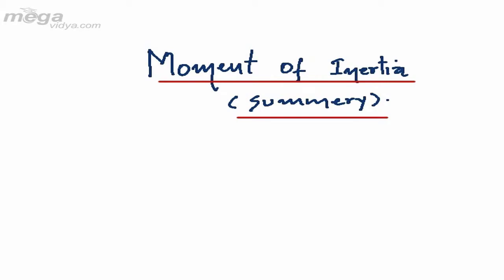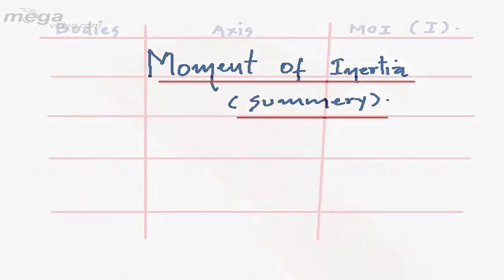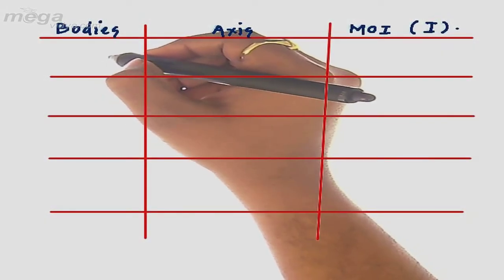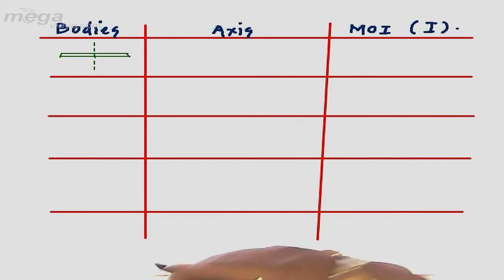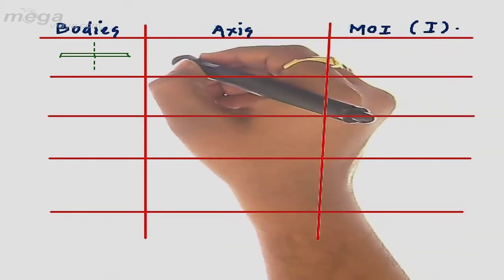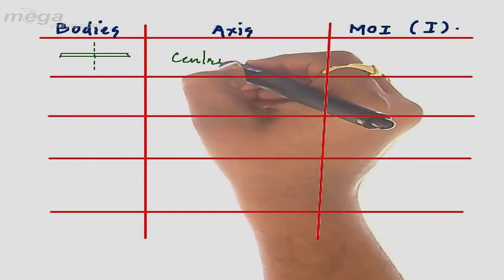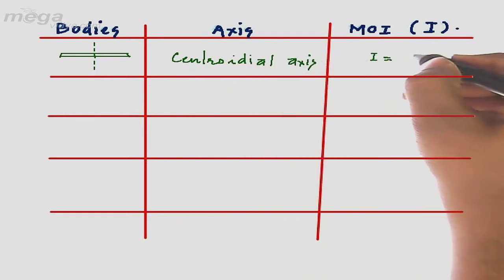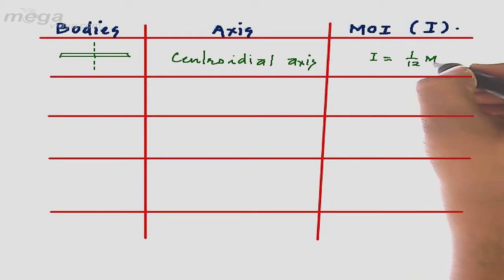Today we are going to summarize the concept of moment of inertia for different bodies, starting with the moment of inertia of a rod about the axis perpendicular to it through its center. That is called the centroidal axis. The moment of inertia comes out to be equal to 1 upon 12 ml square.